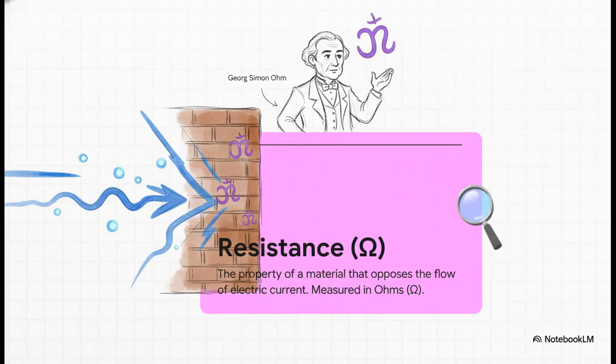And get this, every single material has at least some resistance. We measure it in a unit called ohms, and you'll see it written with that cool little omega symbol. It's named after the physicist George Simon Ohm. And it's simple. The more ohms something has, the more it fights back against that current.